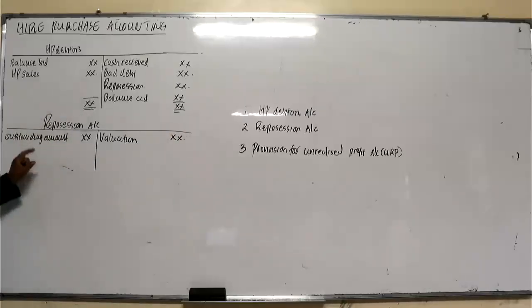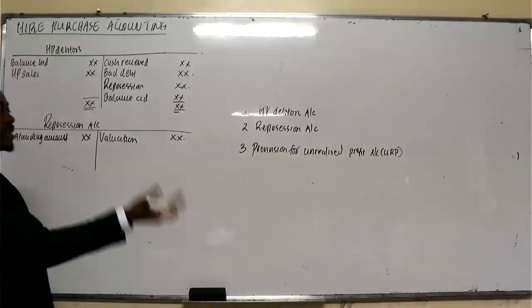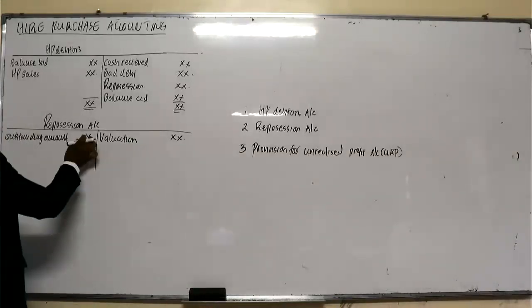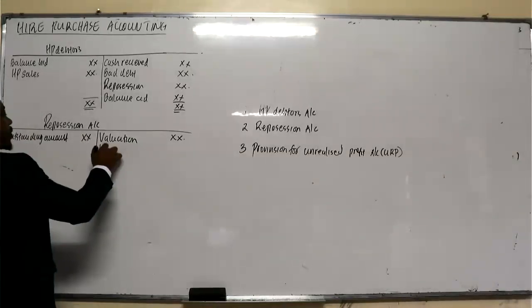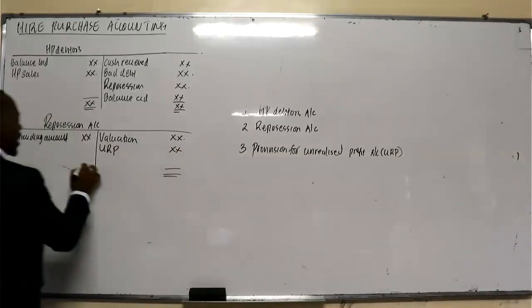Then, of the outstanding amount, since you had sold, the objective was to make a profit. There was a profit you expected to receive from the customer. Now, since you have repossessed, will you get the profit? You won't get the profit. That's what we call the unrealized profit, the amount you expected to get from the customer, but now since you have repossessed the asset, you won't get that profit. So you eliminate it from the outstanding amount. So, unrealized profit, and then you balance.